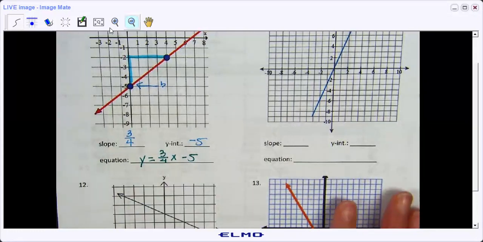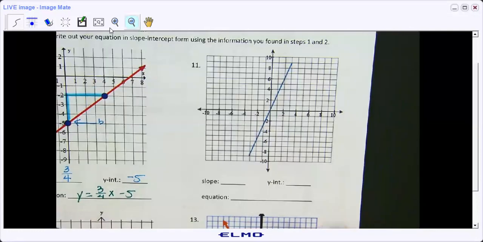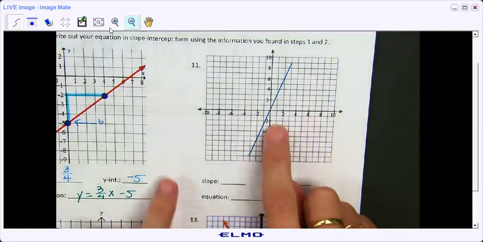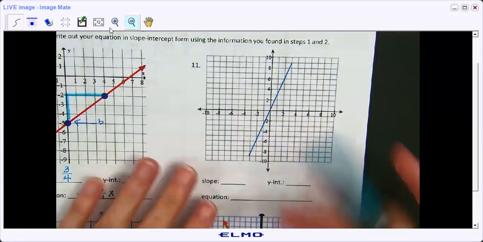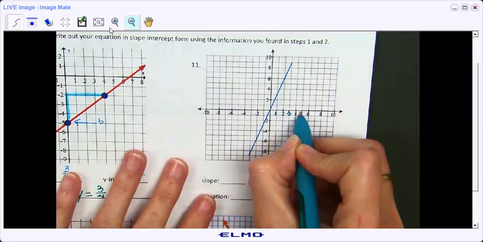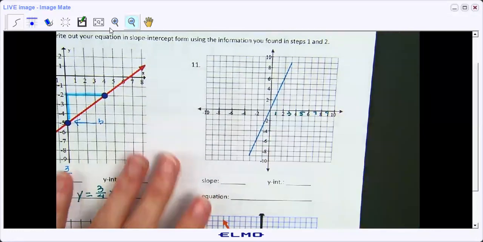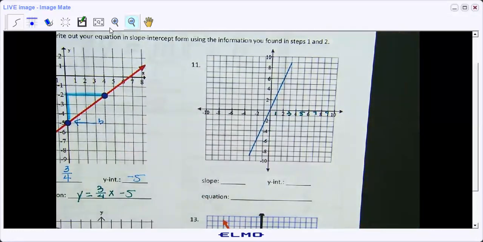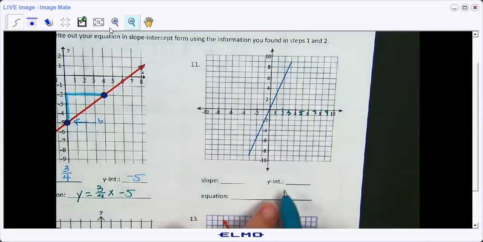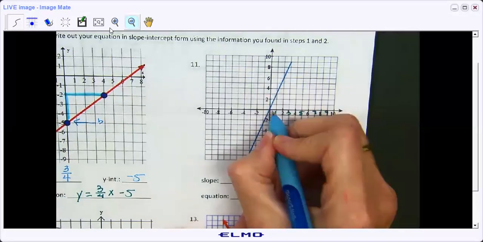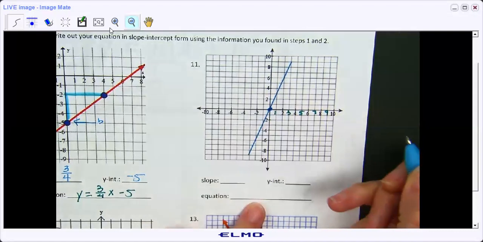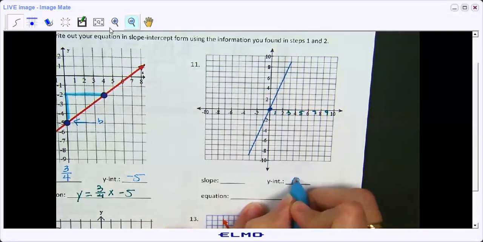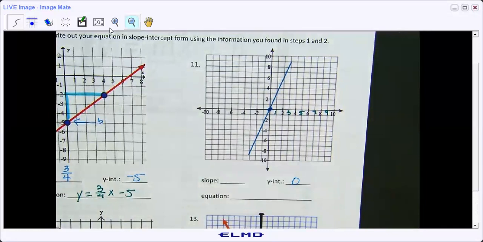Okay, let's look at the next graph. Notice this graph is numbered by 2s, but it's skipping a box. So this is actually going by 1s. 1, 2, 3, 4, 5, 6, 7, 8, 9, 10. And it does that the same on all of them. So you're going to look at where it crosses the y-axis so we can find our b. Well, it crosses at the origin here. So our y-intercept is 0.